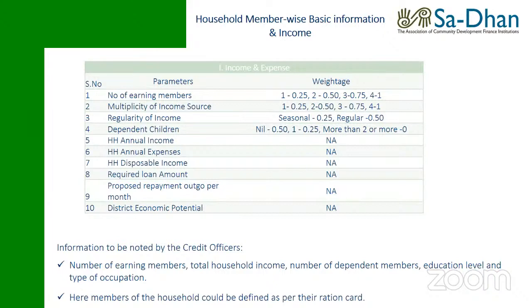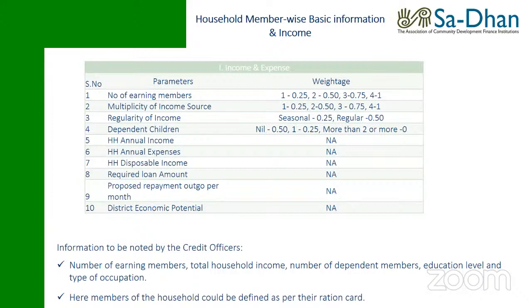That we are also integrating in this tool, because we find some districts are well off, and some districts may not have that level of opportunities, where the clients' incomes may be relatively lower. So the economic potential of the district is also taken into consideration here, and accordingly we are giving weightage for that. As Ajay sir was telling, these indicators are very flexible.